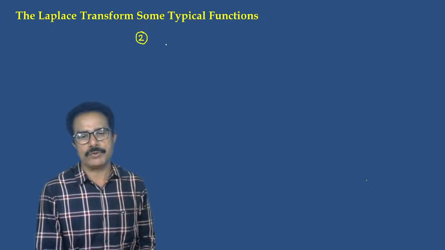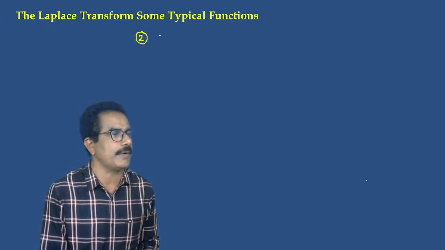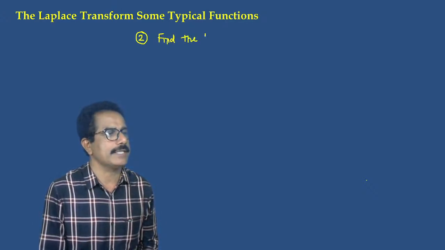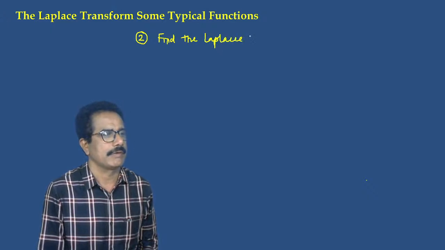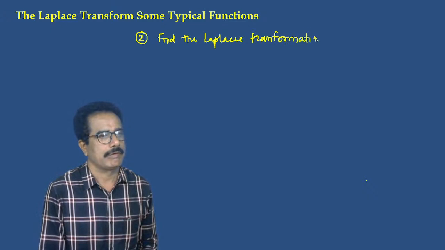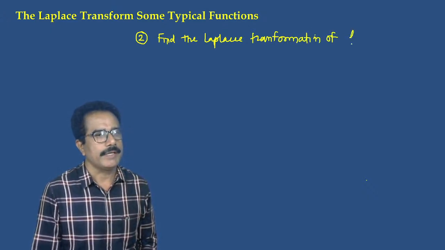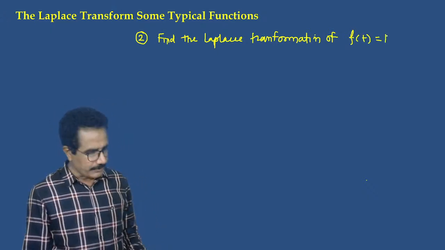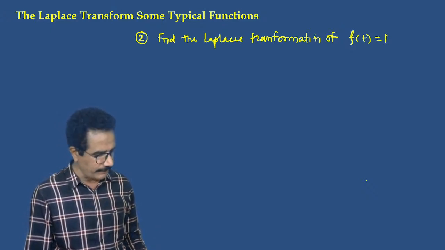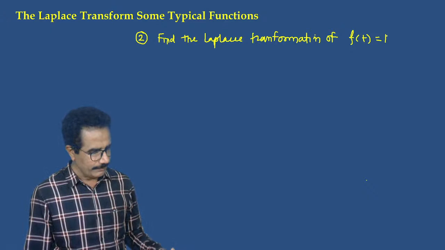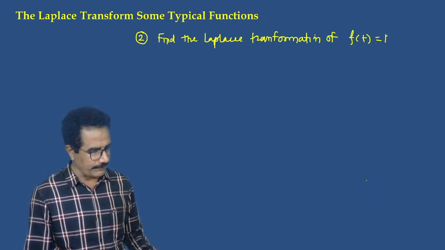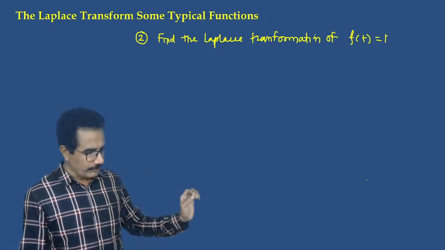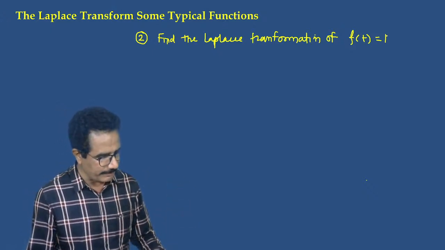Second typical function, we have to find the Laplace transformation of f of t is equals to 1. Actually, we have to find out the Laplace transformation of f of t is equals to 1. So, how we can find the Laplace transformation of f of t is equals to 1? Again, we have to use the basic definition of the Laplace transformation.